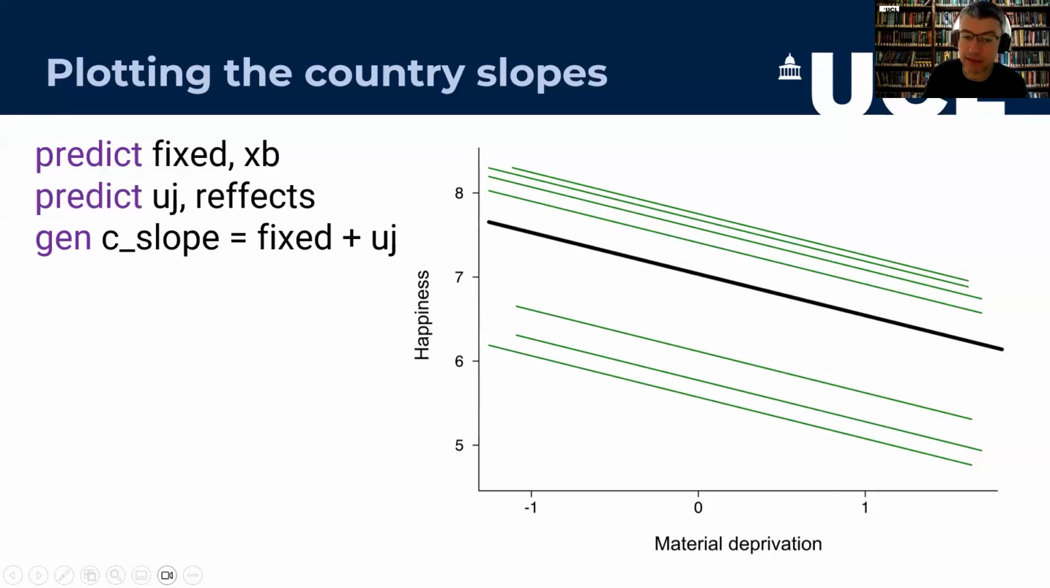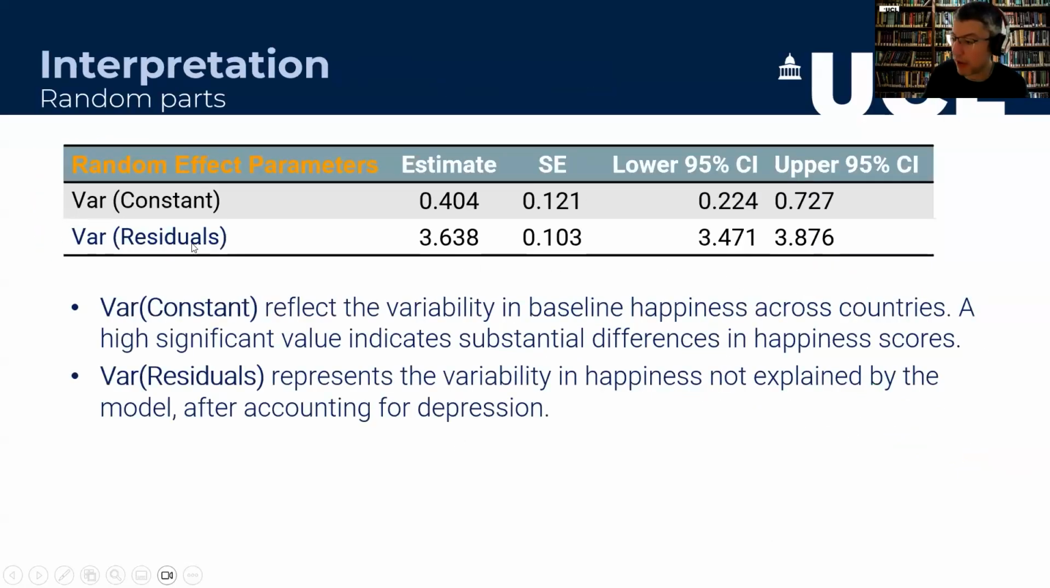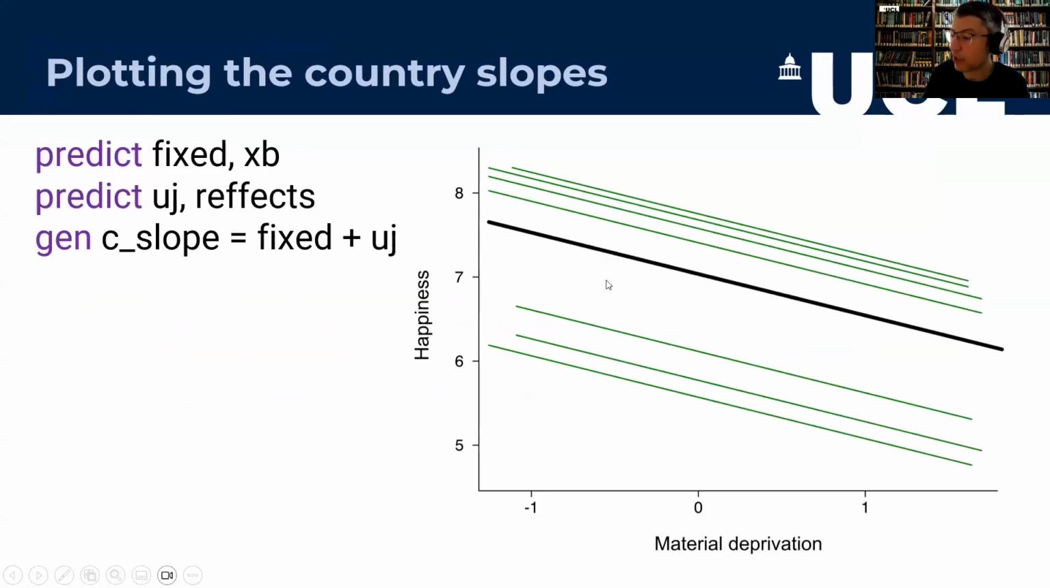And effectively, that value that we observed here, the variance of the constant, is telling us how much variation there is in these intercepts of each of the countries compared to the overall intercept and to the overall association, compared to the overall slopes observed across all of the countries.